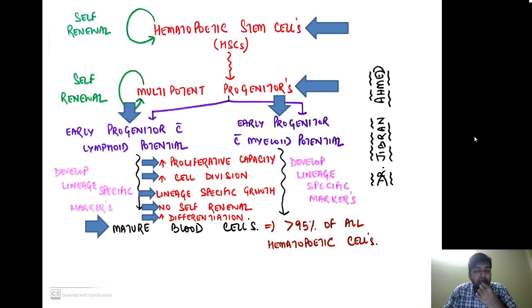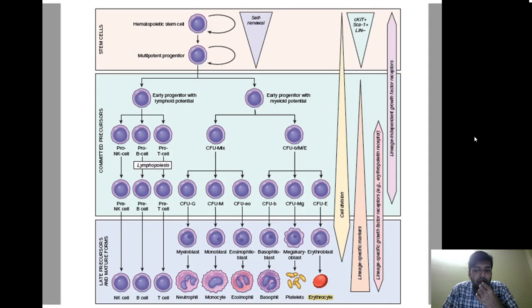Then over there also there is differentiation. For example, the monocyte series will have its own set of markers. Okay, the erythrocyte series will have its own set of markers. So different cells will have their own set of markers. Okay, so this is the basic diagram, and this has been taken from Robbins only.